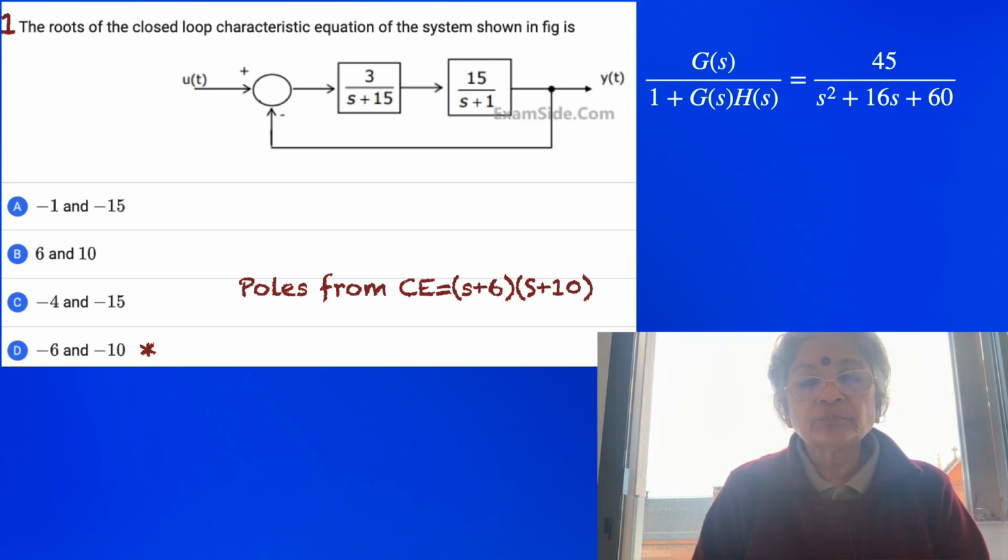We can now split it into 2. We have to look at both 60 and 16. We see 6 into 10 is 60 and 6 plus 10 is 16. Because it's all positive, the characteristic equation factorizes as (s plus 6)(s plus 10). And so the two poles are s equal to minus 6 and s equal to minus 10, as given by the fourth option, or option D.